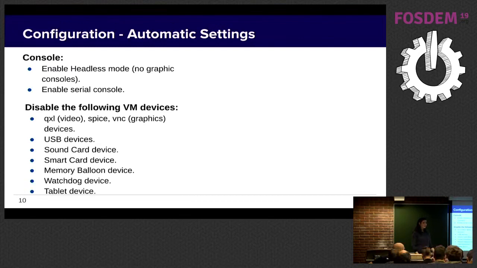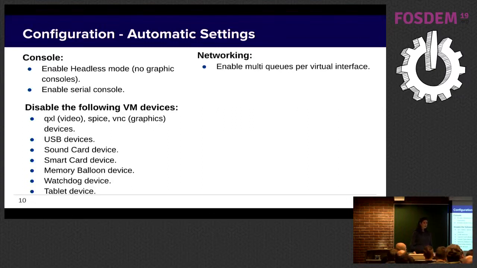Regarding the VM devices, this is the list of all the VM devices that will be disabled. I'm not going over them, you can read them now, but this will be automatically disabled for you by default. No USB, etc. Regarding networking, we will enable multi-queues per virtual interface. That means that if you need to serve multiple networking requests, you will have multiple queues for that. Everything will be handled in parallel, which is great.